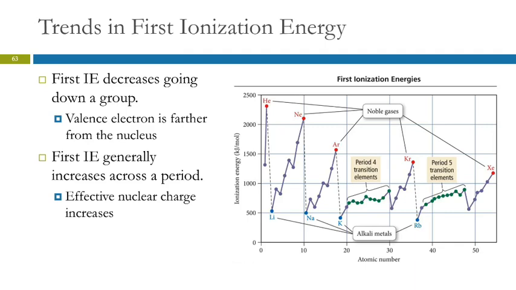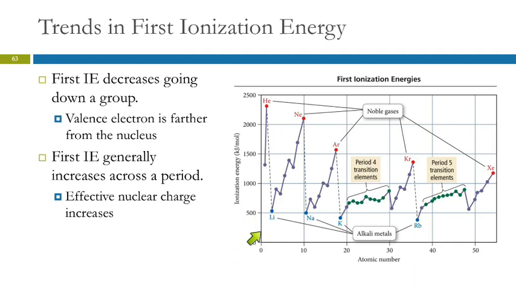Going across a period, this is a general trend, but not an absolute trend. Generally, the first ionization energy increases as you go across. Again, because the atoms are getting smaller as you go across the period, and it's harder to take an electron from a small atom. The effective nuclear charge is increased, and so there's a greater force of attraction.